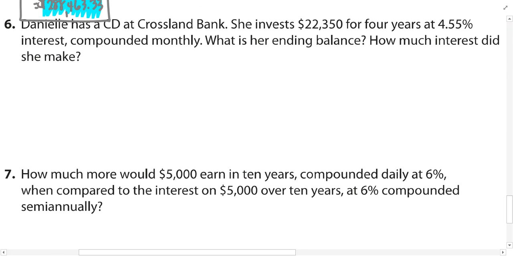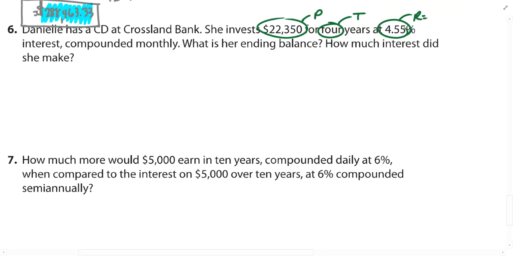With number 6, Danielle has a CD at this particular bank. CD stands for Certificate of Deposit. She invests $22,000, so that sounds like a starting amount, principal. For 4 years' time, that sounds like a T value. At 4.55% interest, so I think our R value ought to be 0.0455. And we're compounding our interest monthly, so our N value is 12.